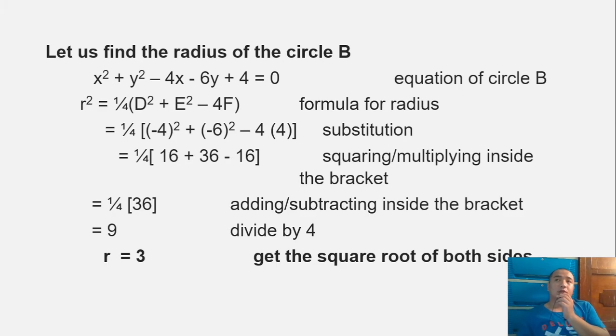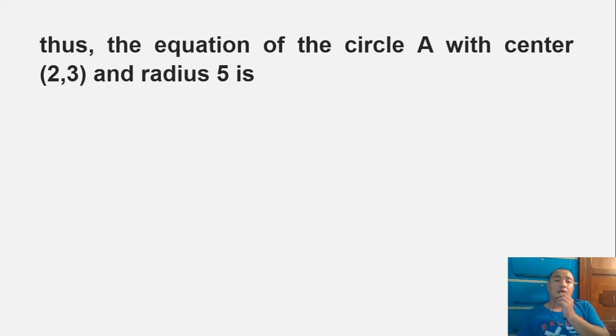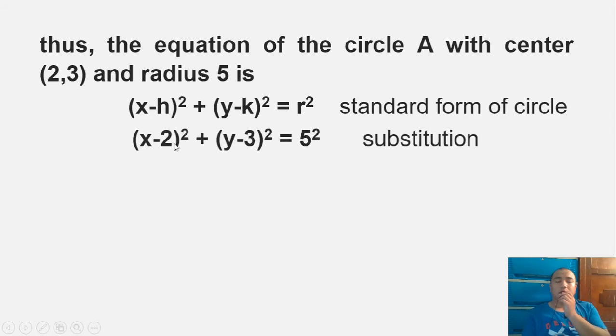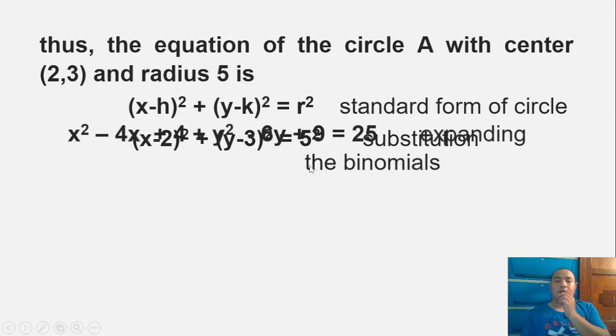Well, the radius of circle A is 5, that's the given. Thus, the equation of circle A with center (2, 3) and radius 5 is, because circle B already has its equation, the center is (2, 3), radius is 3. Here in circle A, the radius is 5. Given that, the center we solved from circle B is (2, 3). So the equation is, from the standard form of a circle, substitute the values of h, k, and r. h is 2, k is 3. So we have x minus 2 quantity squared plus y minus 3 quantity squared equals 5 squared. r is 5, so 5 squared is 25.